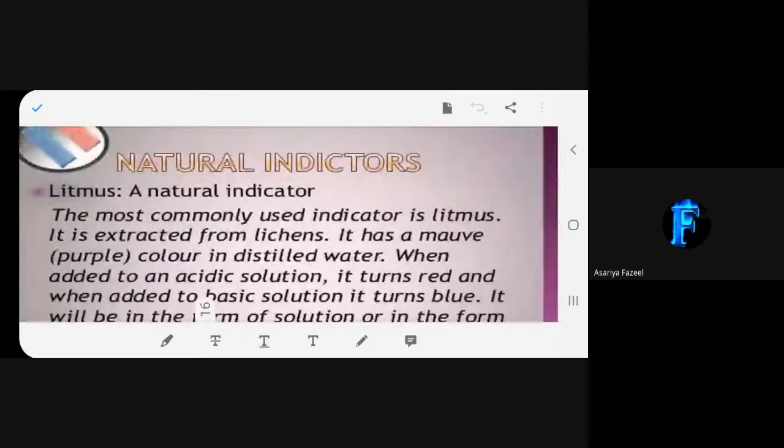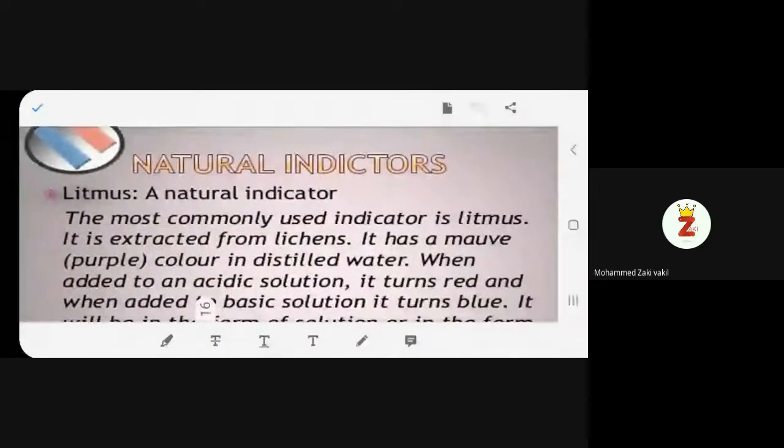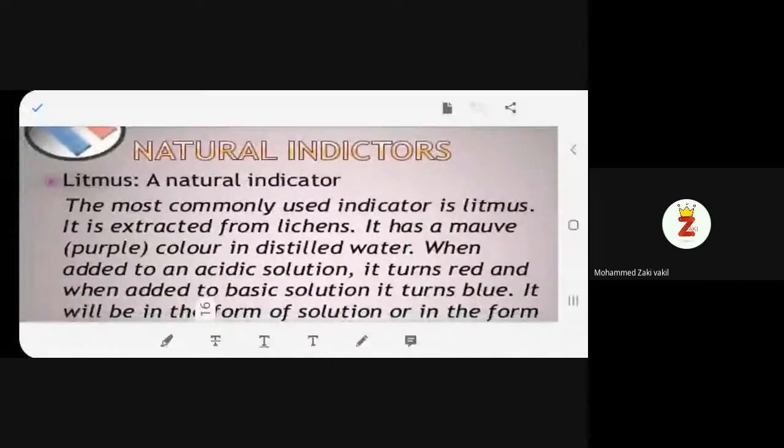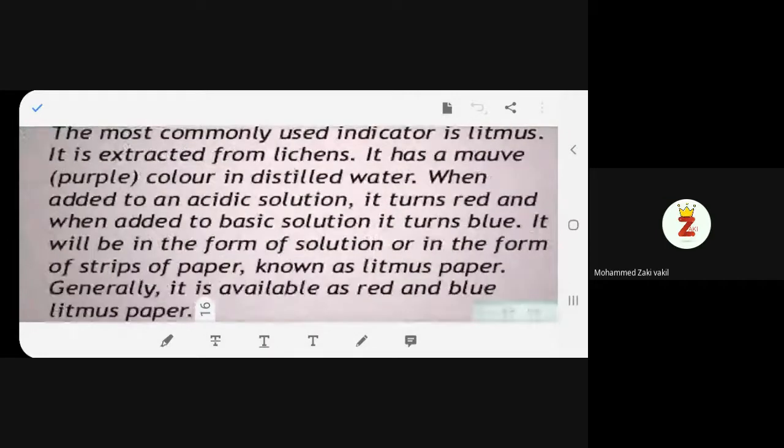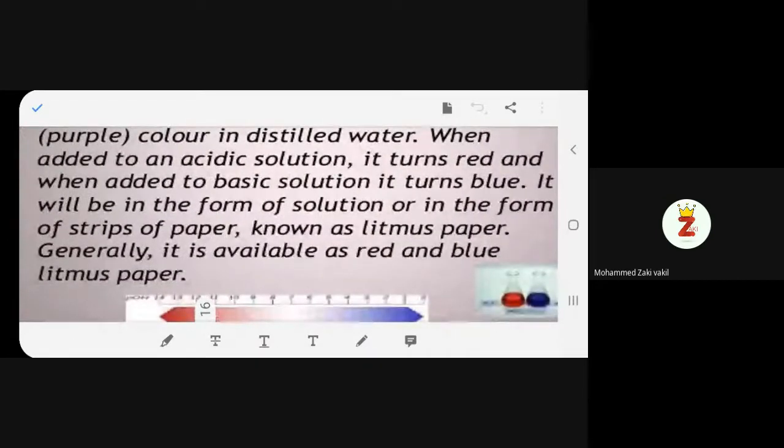Now we'll see natural indicators one by one. First one that we are going to talk about is litmus. Litmus, a natural indicator. The most commonly used indicator is litmus. It is extracted from lichens. It has a mauve purple color in distilled water. When added to an acidic solution, it turns red, and when added to basic solution, it turns blue.